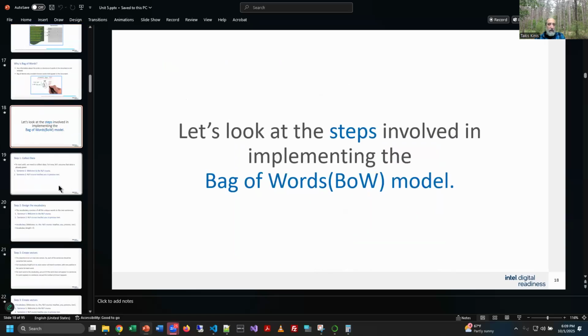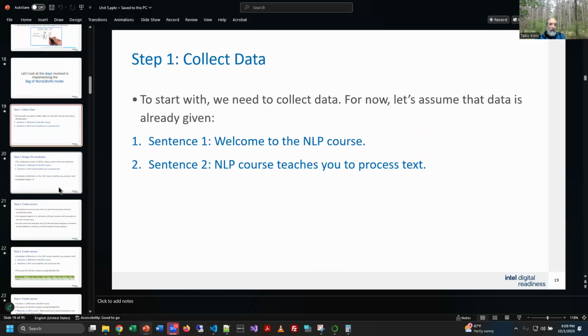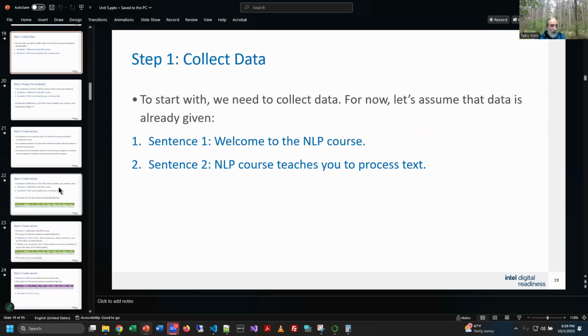Move on. So here's how the process goes with bag of words. First, we have to get the data. The data is the words itself. And it says, assume that we already have it, right? So here's the first sentence: Welcome to the NLP course. Sentence 2: NLP course teaches you to process text. All right, so we got 2 sentences there.